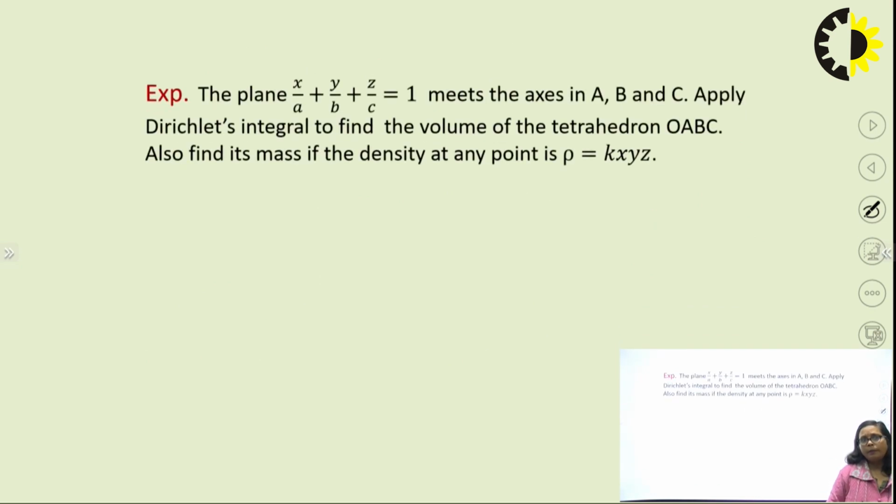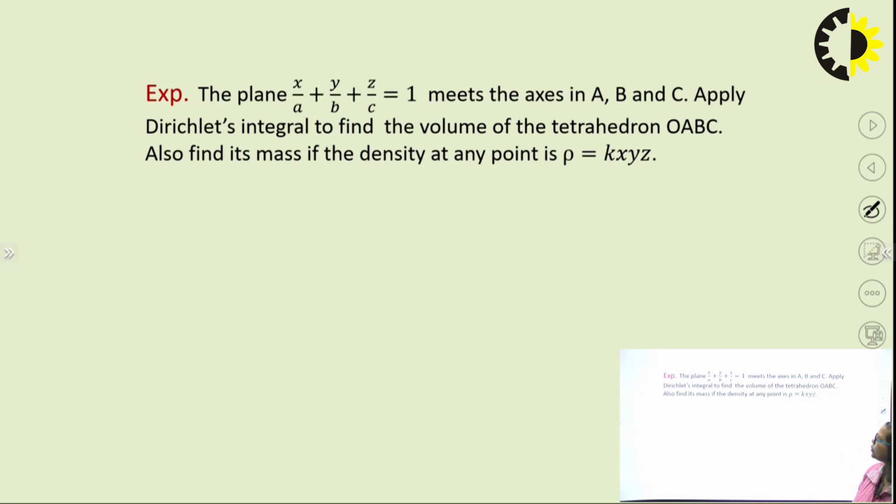So directly I am coming to the examples for this Dirichlet integral. Look at the first example: the plane x by a plus y by b plus z by c equal to 1 meets the axes in A, B, C. Apply the Dirichlet integral to find the volume of the tetrahedron OABC. Also find the mass if the density at any point is rho equal to kxyz.